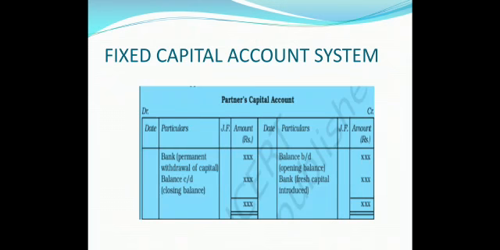Now we have to introduce the concept of fixed capital account system. Under fixed capital account system, children, we do not permit the original amount invested by the partner in the partnership firm to be altered except in two exceptional cases. First, additional capital introduced by the partner. Second, permanent withdrawal of capital by the partner. These are the two exceptional cases. Otherwise, year after year, the amount of capital remains same. The balance of capital remains same, so that very easily we can find out what was the original investment made by the partner in the partnership firm without any alteration.